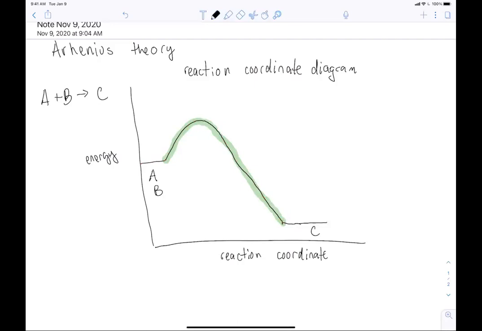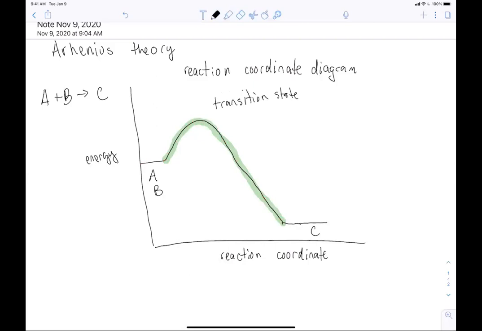And then this point at the top here is important. So at the inflection point up here is important. So at the top up here, we call this the transition state. And the transition state for the reaction, it's kind of the point of no return.